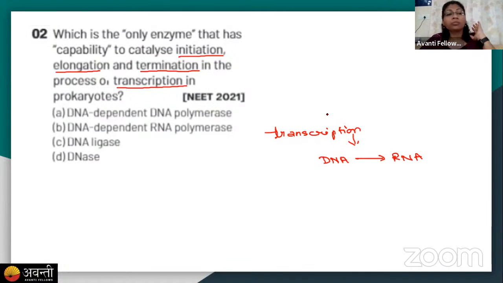So here we have the four options. A says DNA dependent DNA polymerase. B, DNA dependent RNA polymerase. C, DNA ligase. And D says DNase. So here is your poll. You have to give your answer through this poll. 20 seconds has to be given. We have to talk about the transcription, the formation of RNA from the DNA. And for that formation, we are talking about a single enzyme which is responsible for all three processes, that is initiation, elongation, and termination. Only 5 seconds are left.